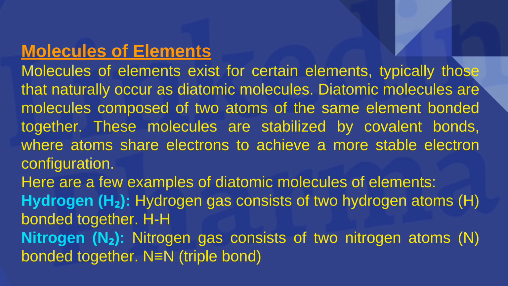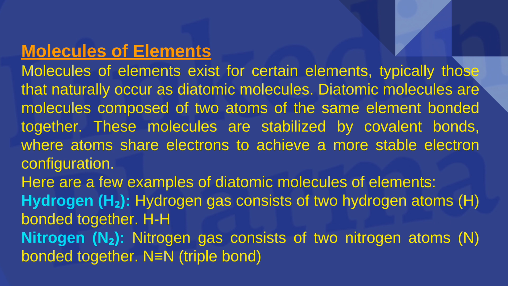Molecules of elements. Molecules of elements exist for certain elements, typically those that naturally occur as diatomic molecules. Diatomic molecules are molecules composed of 2 atoms of the same element bonded together. These molecules are stabilized by covalent bonds, where atoms share electrons to achieve a more stable electron configuration. Here are a few examples of diatomic molecules of elements.